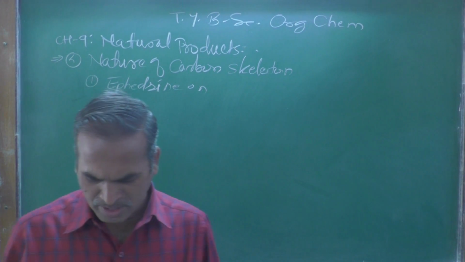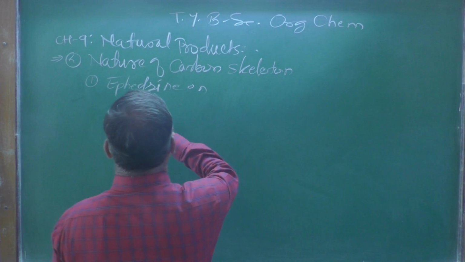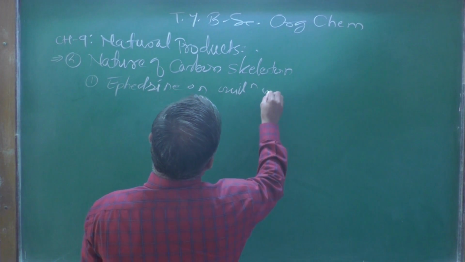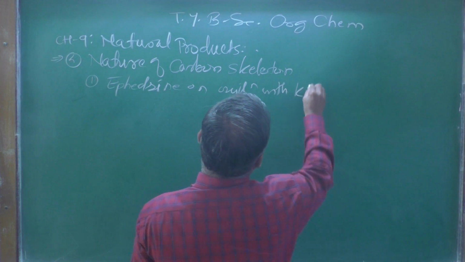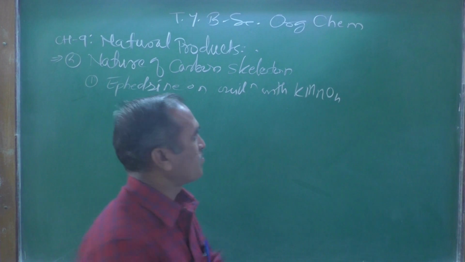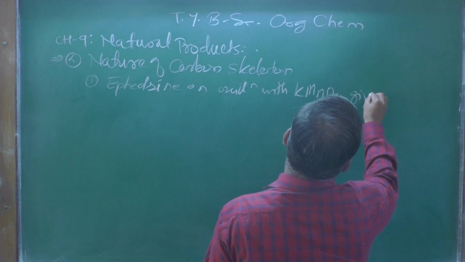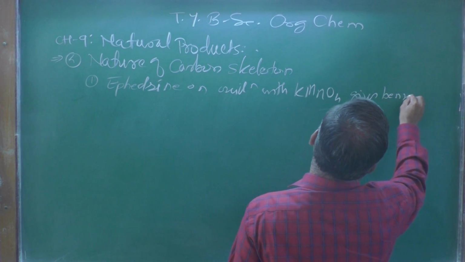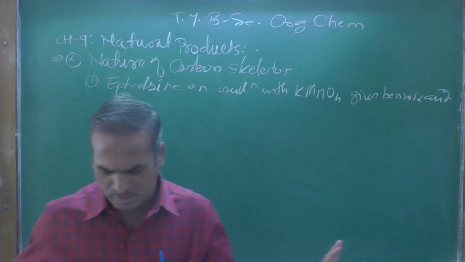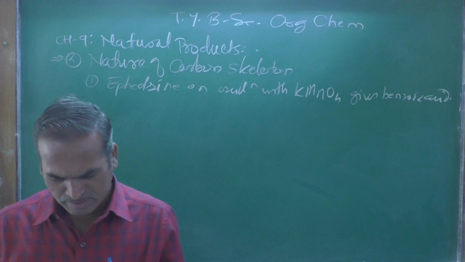Ephedrine on oxidation with potassium permanganate, KMnO4, gives benzoic acid. That's it. Look at it, very clean and very simple.